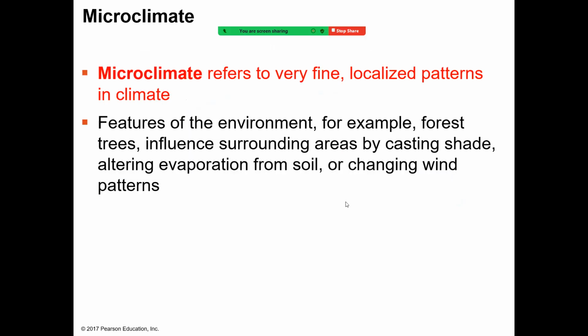Microclimates are very important as well. Microclimates are very fine localized patterns that we see in climate. They are going to be influenced by things like forests, the fact that trees in the forest can alter shade, evaporation patterns, changing wind patterns. So again, if we think of individual trees in forests allowing for small changes in areas.